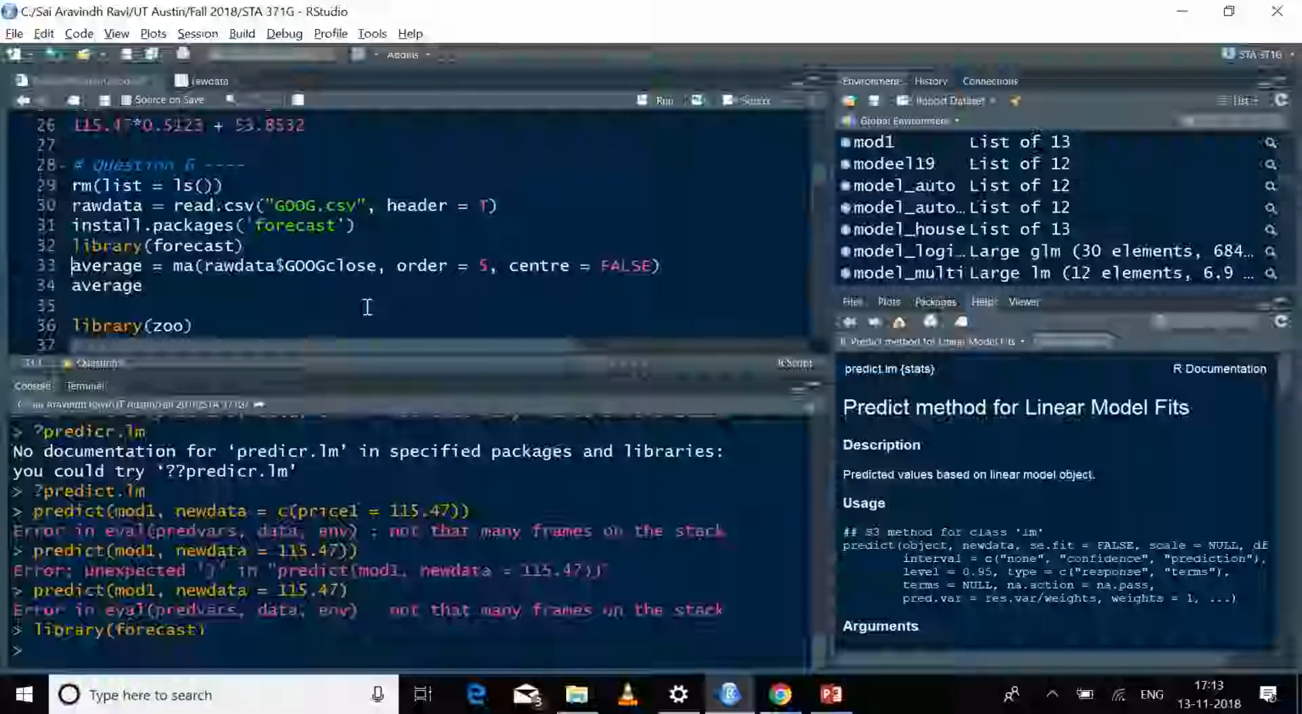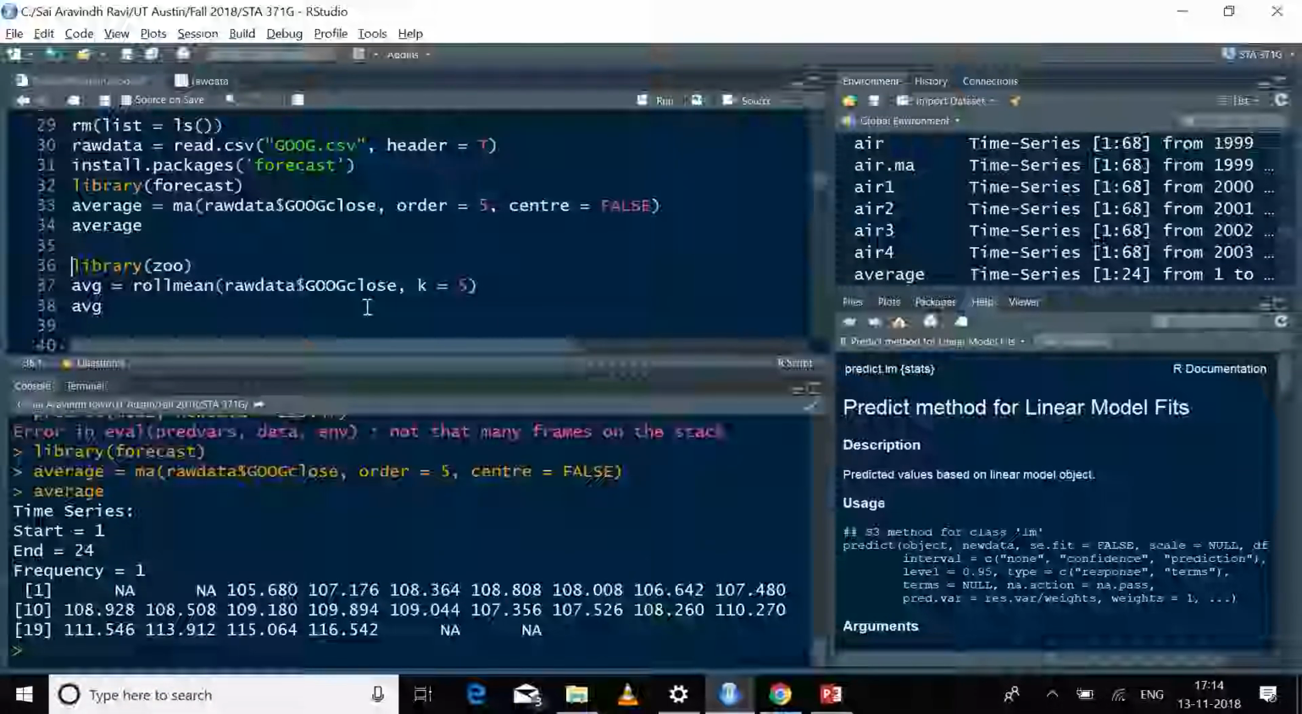Set center equals false. Make sure you do that, because otherwise you get a centered average, which is not what we want. And if you calculate that and print it out, that should give you the last value, which is the prediction, 116.54.